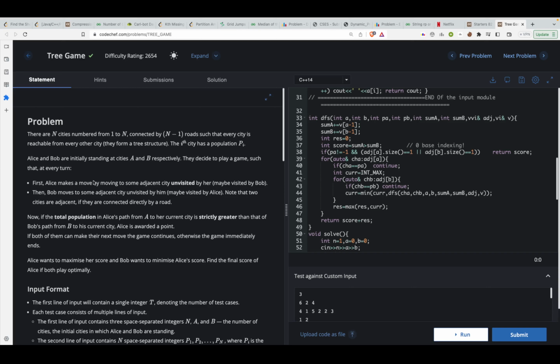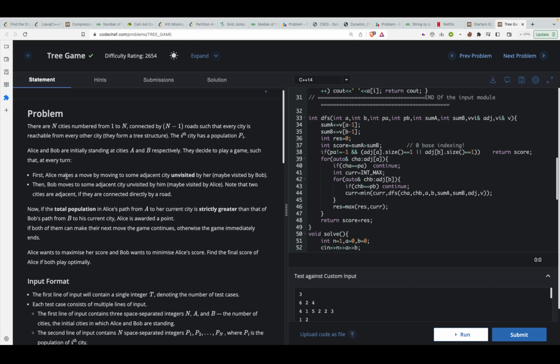They decide to play a game such that at every turn, first Alice makes a move by moving to some adjacent city unvisited by her. That could be visited by Bob. Cool. And then Bob also makes a move, so he'll also be moving to a city that is unvisited by him, right? And whenever they reach a city, their score becomes the total population in the path from where Alice started and from where Bob started.